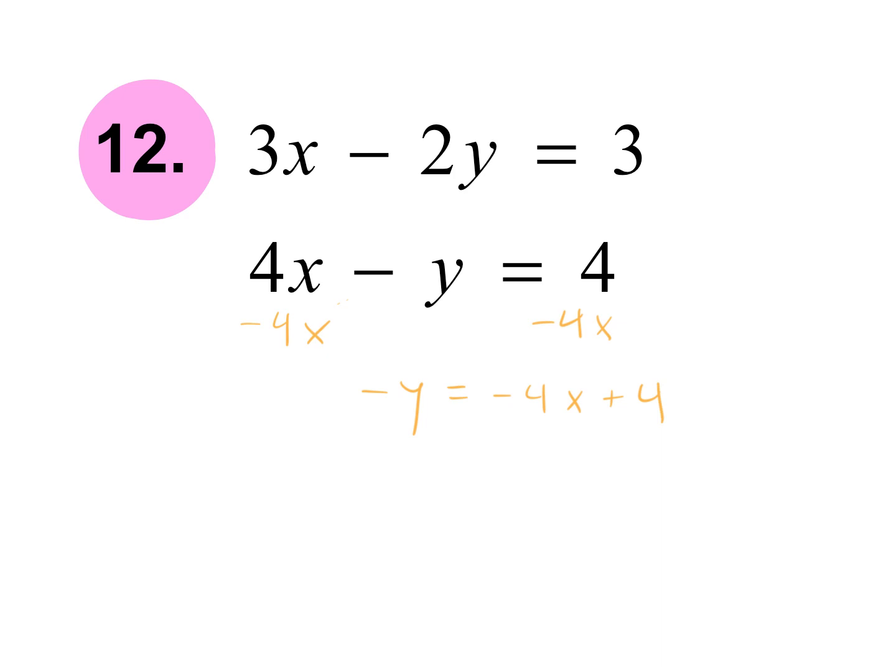Still don't have y all by itself. What do I have to do next? Divide all of them by negative 1. So I change the sign of everything. So y equals 4x minus 4.